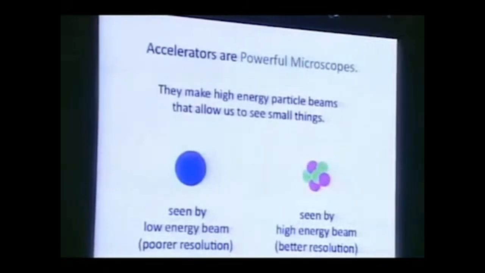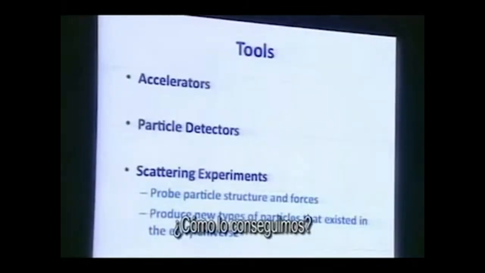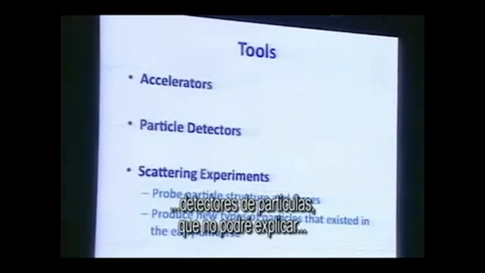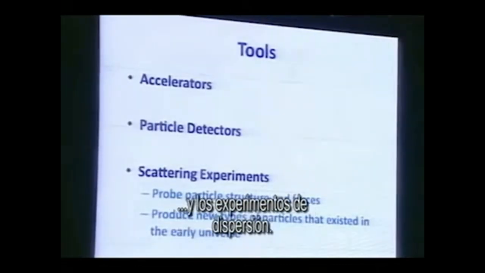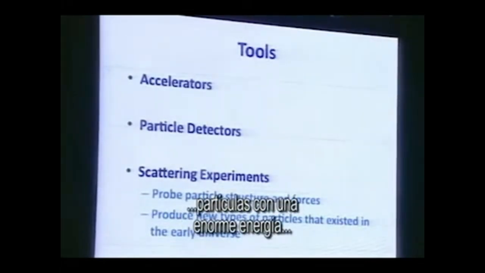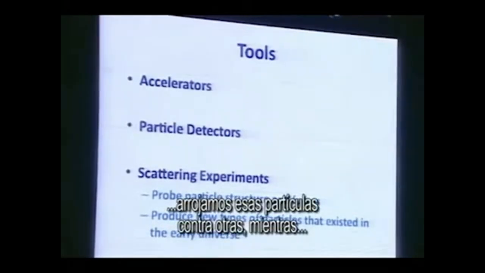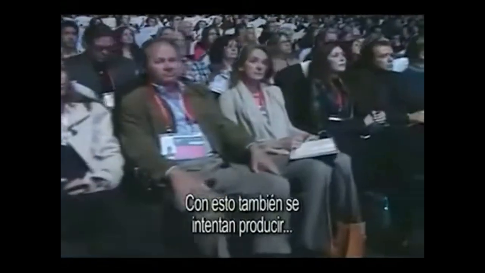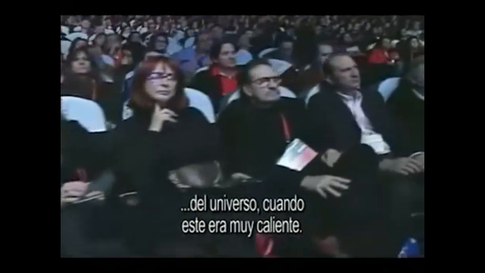So how have we done it? We've done it with accelerators, with particle detectors, which I don't have time to discuss, and so-called scattering experiments. The idea is to have the accelerators accelerate particles to enormous energies and bang these particles against other particles and try to understand the structure of the particles, and also produce particles that only existed at the very beginning of the universe, when the universe was very, very hot. So that's what we try to do in the laboratory.